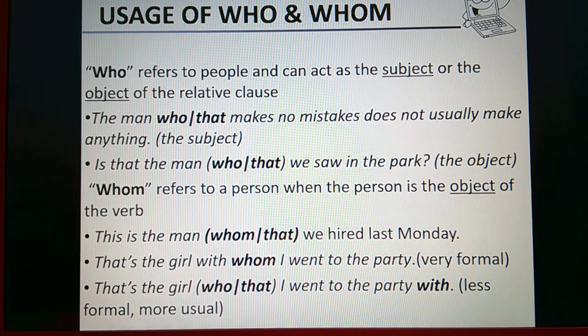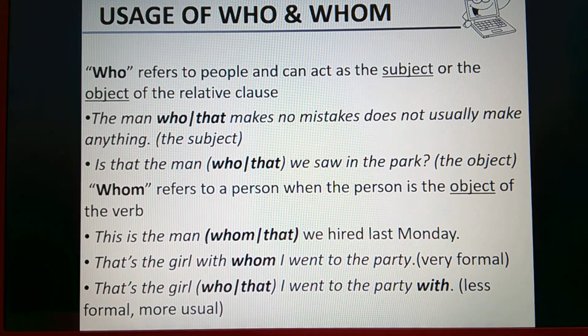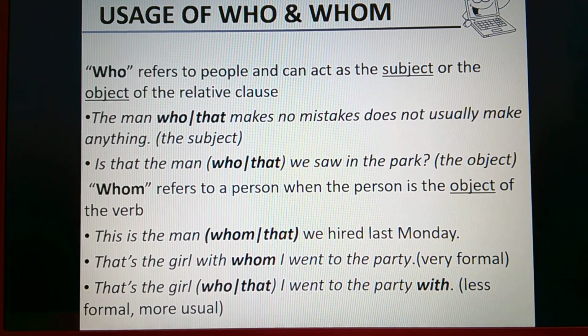Who refers to people and can act as the subject or the object of the relative clause. The man who makes no mistakes doesn't usually make anything. In this sentence, who is used as the subject. Is that the man who we saw in the park? In this question, who is used as the object.